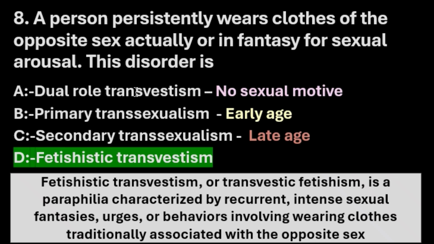Here, dual role transvestism is the type of transvestism where no sexual motive is there, but in fetishistic transvestism or transvestic fetishism, it is a paraphilia characterized by recurrent intense sexual fantasies, urges, or behavior involving wearing clothes traditionally associated with the opposite sex. So here sexual motive is involved, and in the other one, dual role transvestism, it is not involved. And transsexualism, primary is in early stage and secondary transsexualism is in the late ages of life.